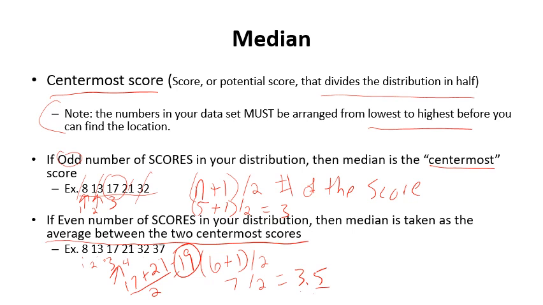And again, easy way to do it, odd number of scores, it's the centermost score. Even number of scores, it's halfway between the 2 centermost scores. Or another way to do it is n plus 1 divided by 2 and count that many from the beginning, and that's what you get. But going back, you have to put the values in order.